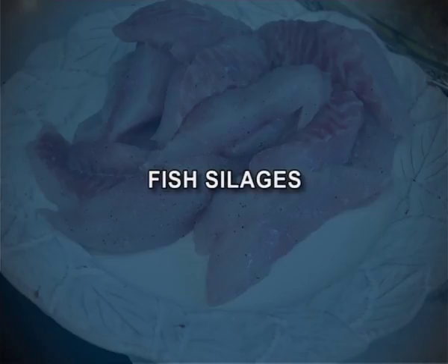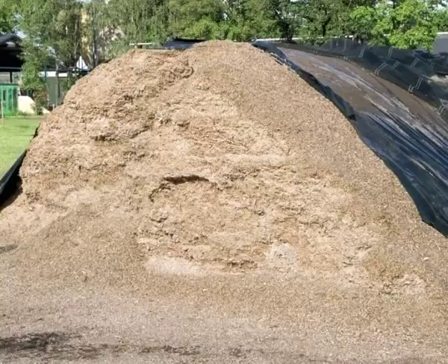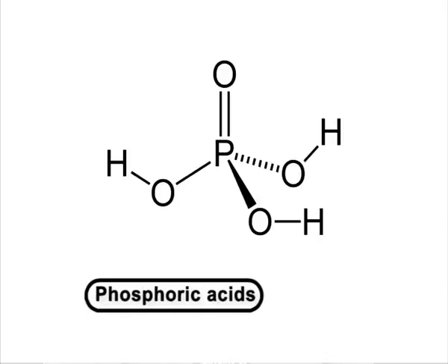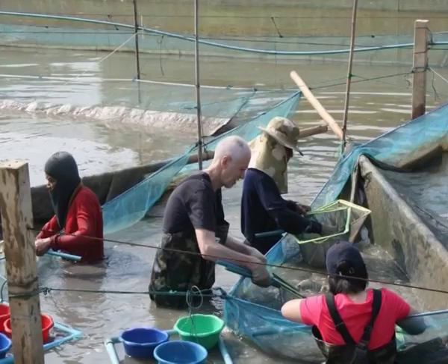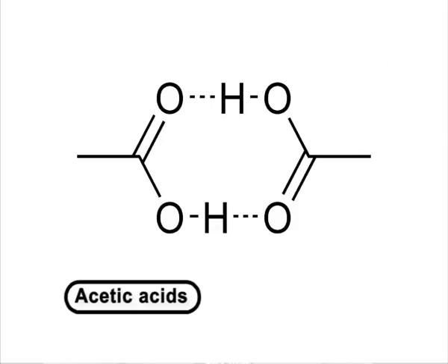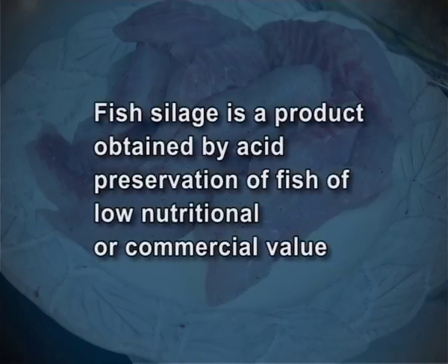4. Fish silages. Ensilaging, or ensiling, or silaging, is a process of preserving food by using acid. The vessel where ensiling is done is the silo and the product is silage. If inorganic acids like hydrochloric, sulfuric, or phosphoric acids are used for ensiling, the product is called acid silage. Fermented silage is the product preserved by using organic acids such as formic, propionic, and acetic acids. Since organic acids are expensive, a judicious combination of both inorganic and organic acids is used for the production of fish silage. Fish silage is a product obtained by acid preservation of fish of low nutritional or commercial value.